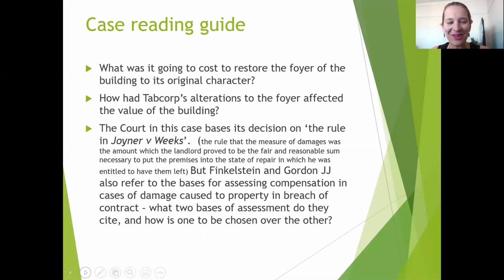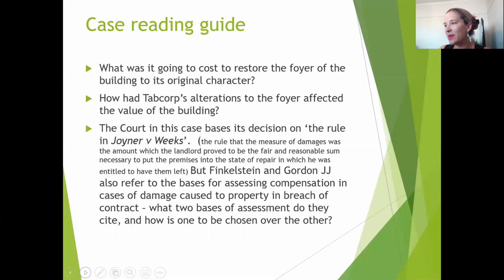But Finkelstein and Gordon also refer to the basis for assessing compensation in cases of damage caused to property and breach of contract. What two bases of assessment do they cite, and how is one chosen over the other? So they're those two methods that I mentioned earlier: diminution in value and reinstatement costs, which means repair costs essentially. They're the two mentioned in the reasoning.